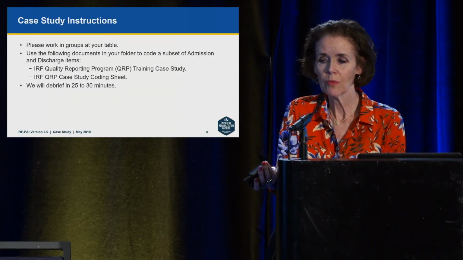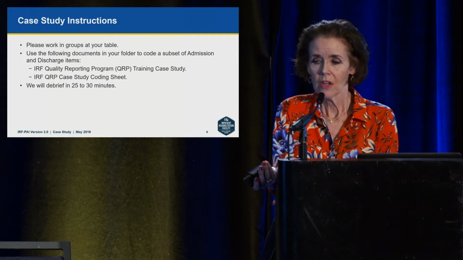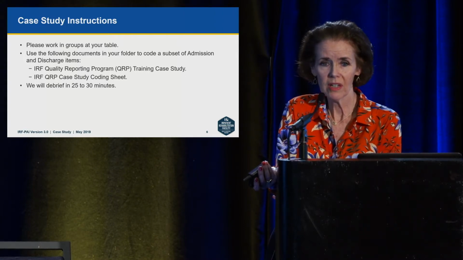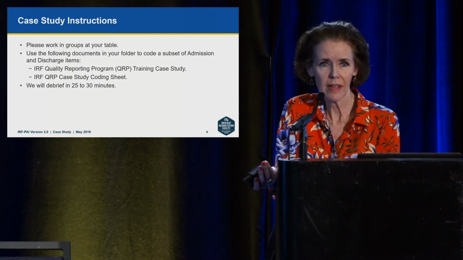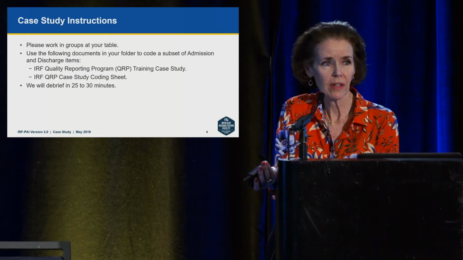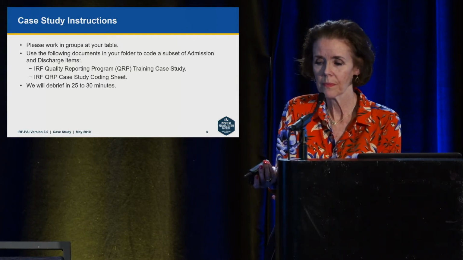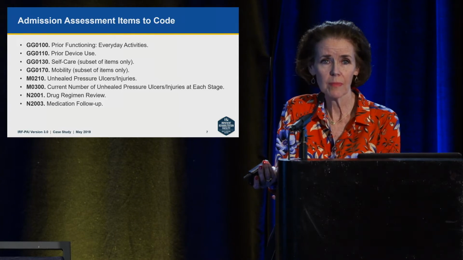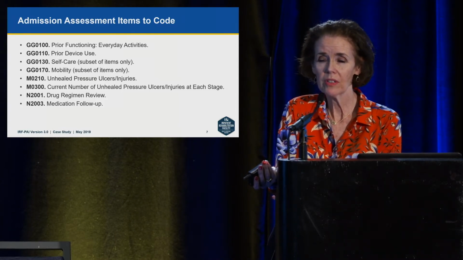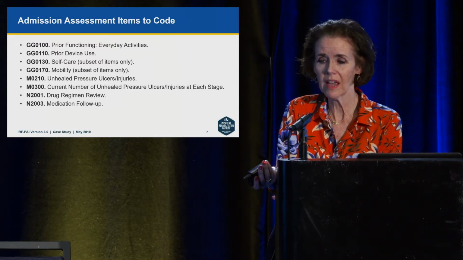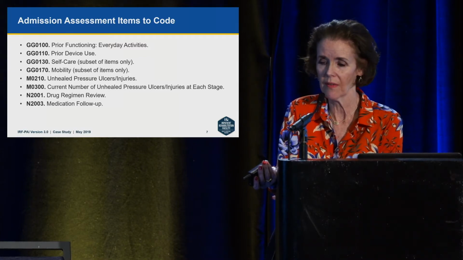So we're going to ask that you work in groups at your table. Use the documents in your folder. You're going to need handout number 10. I think that has the full case study in it for you, and the items we're going to code. We're only going to code a subset of the IRF-PAI. We're not going to do the whole thing. And the items that we're going to code for admission are the GG0100, 110, 130, and 170, and subsets of the 130 and 170.